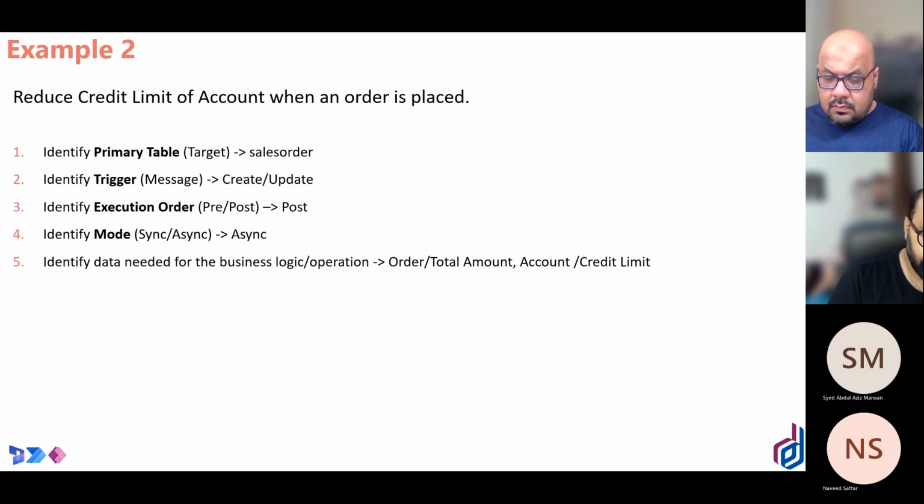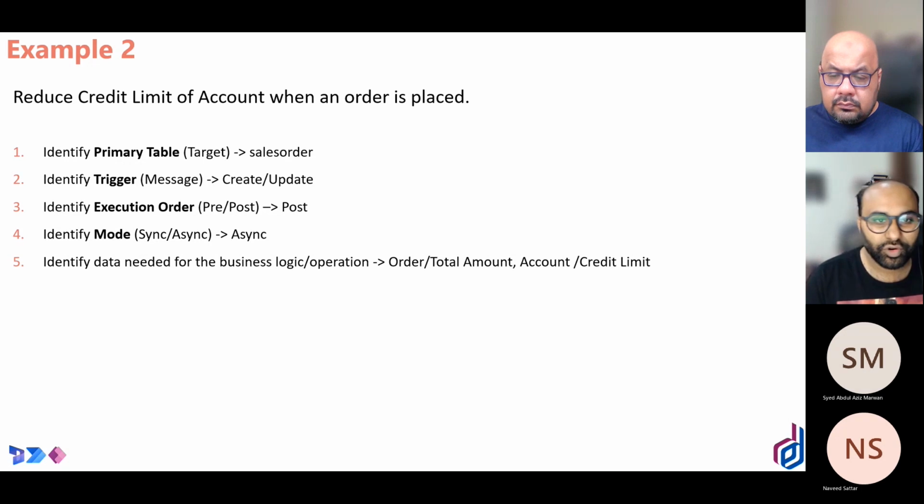As soon as the sales order is saved, we'll wait for some time, and the system will automatically execute our code and subtract that amount from the account's credit limit. So in this case, we need the order's total amount, and we also need the account's credit limit. The business logic is very clear: we take the credit limit minus the total amount, then update and save the account.